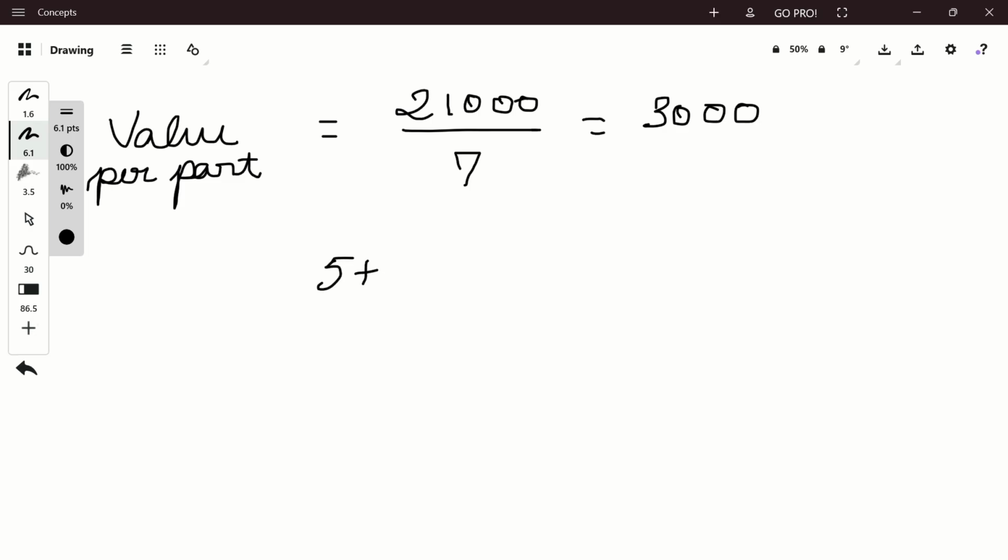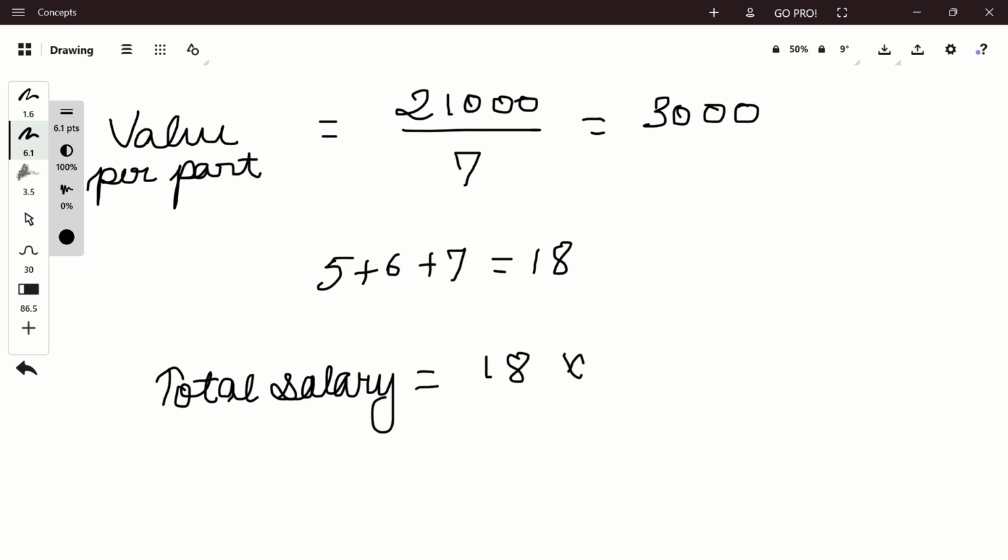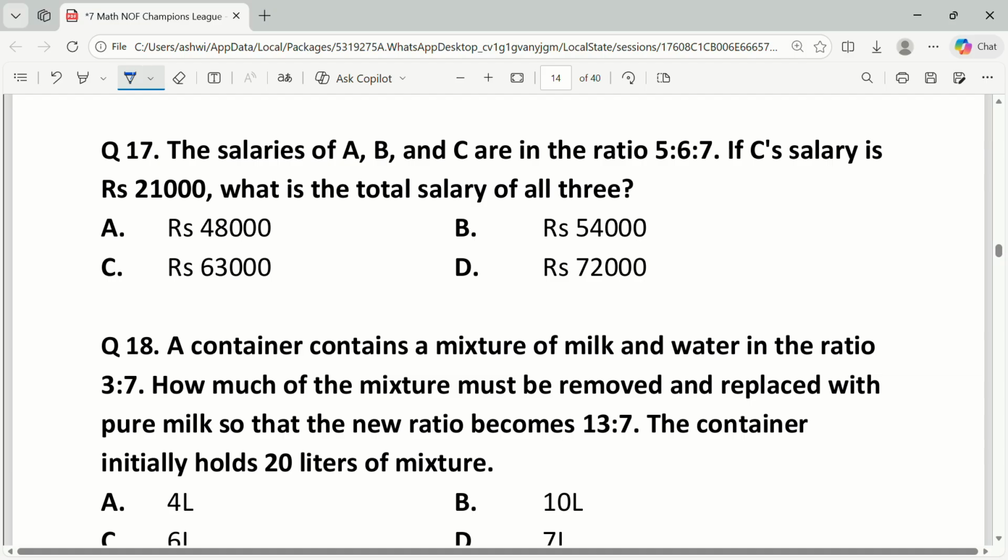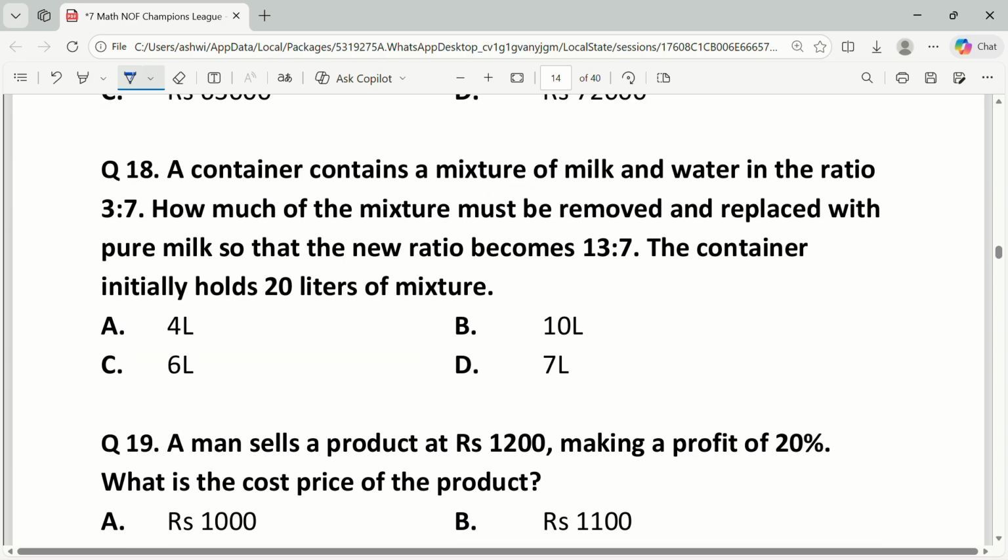Calculating the total number of ratio parts, that is 5 plus 6 plus 7, which is equal to 18. So the total salary is equal to total parts into value per part, that is 18 into 3000, which is equal to 54,000. Comparing with the given options, the answer is B, 54,000.